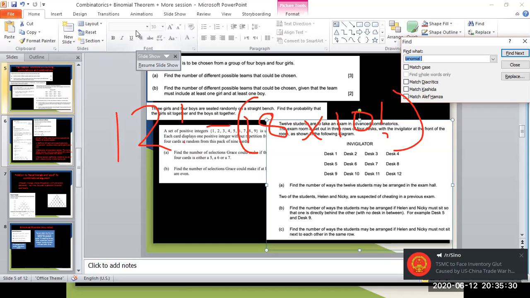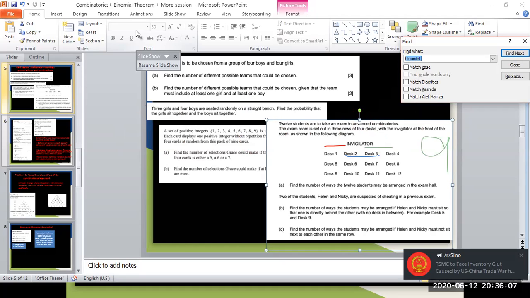Okay, I'll explain. So basically, I found all the ways in which they're seated next to each other. So in one single row, there's either desk 1 and desk 2, or desk 2 and desk 3, or desk 3 and desk 4. So that's 3 in each row. Multiply by 3 for 3 rows, that gives you 9.